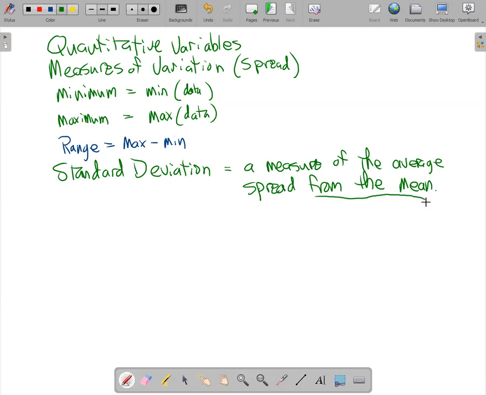Now, what letter did we assign to the mean earlier? We assigned the mean the letter X with a bar over the top. So last week, I was home sick. I wasn't feeling good, and I did my class from my basement. I had a slight temperature. My temperature was about 100.5.